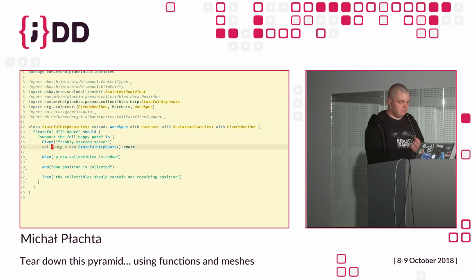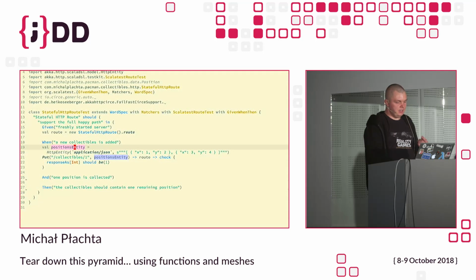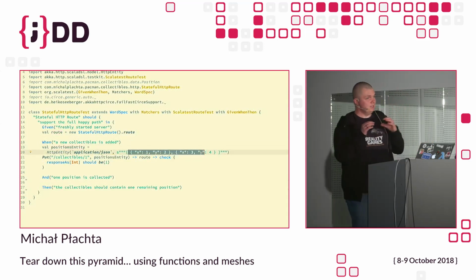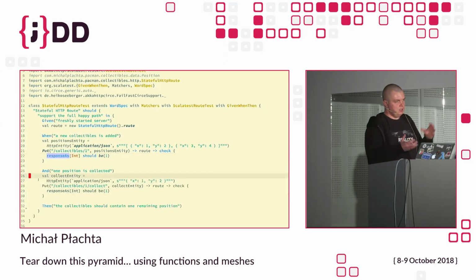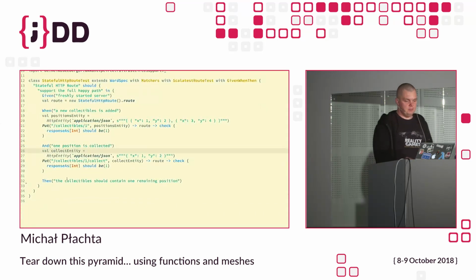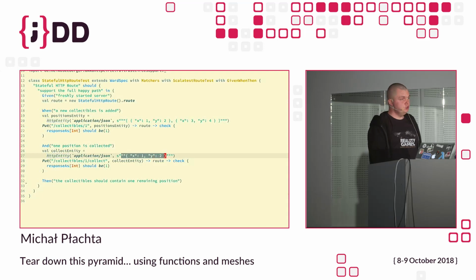So we have this route, the newly created composite one. When new collectibles are added, again, it is the same approach. We are just passing something through the route, right? The same technique, positions entity. These are the two positions that we want to store in the state. So we are putting that, and then one of the positions is collected. Now we are checking how this HTTP API works with the state. Again, the same approach. Collect entity, one position should be collected.